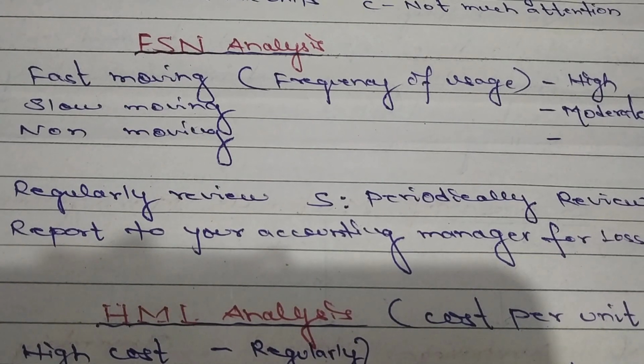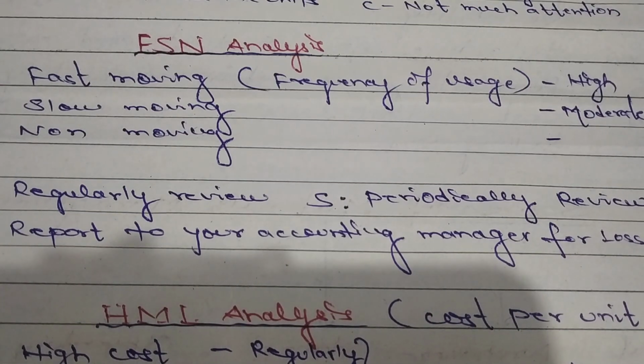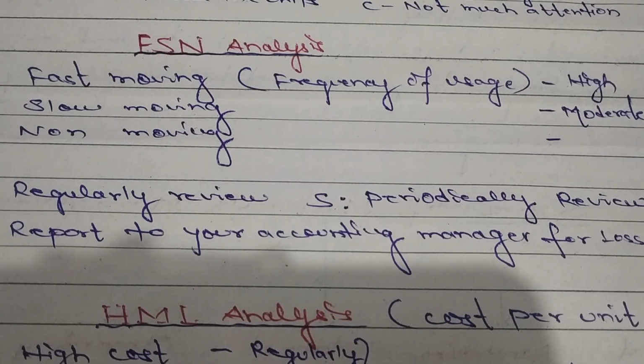So what are the different things we need to take care of, and how do we control inventory through this technique? We have to pay much attention to fast moving items, because if there is a shortage of raw material or components in fast moving items, it is difficult to control the plant. Your production can stop. So you have to review it regularly, frequently.